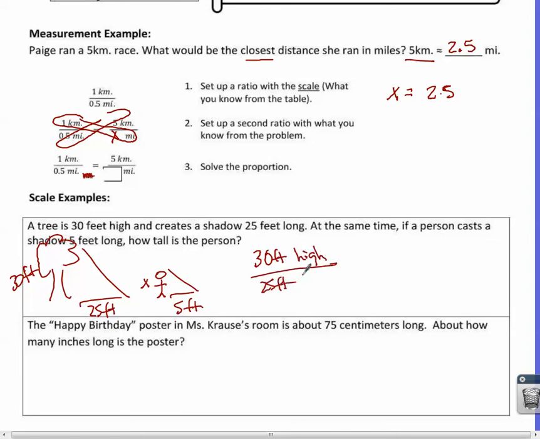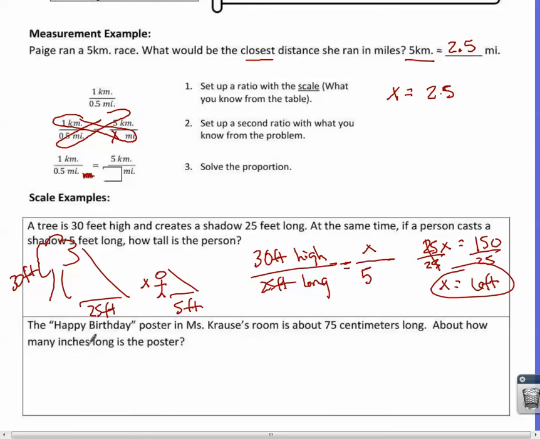over 25 feet long. When you set up your next ratio, you need to make sure the height is on the numerator and the length is on the denominator. So you don't know the height, but the shadow is 5 feet long. You have your proportion. Use your butterfly method to solve. 25 times x is 25x. 30 times 5 is 150. Now divide each side by 25 because it's a one-step equation, and you're going to get 6 feet. So your person is going to be 6 feet tall.